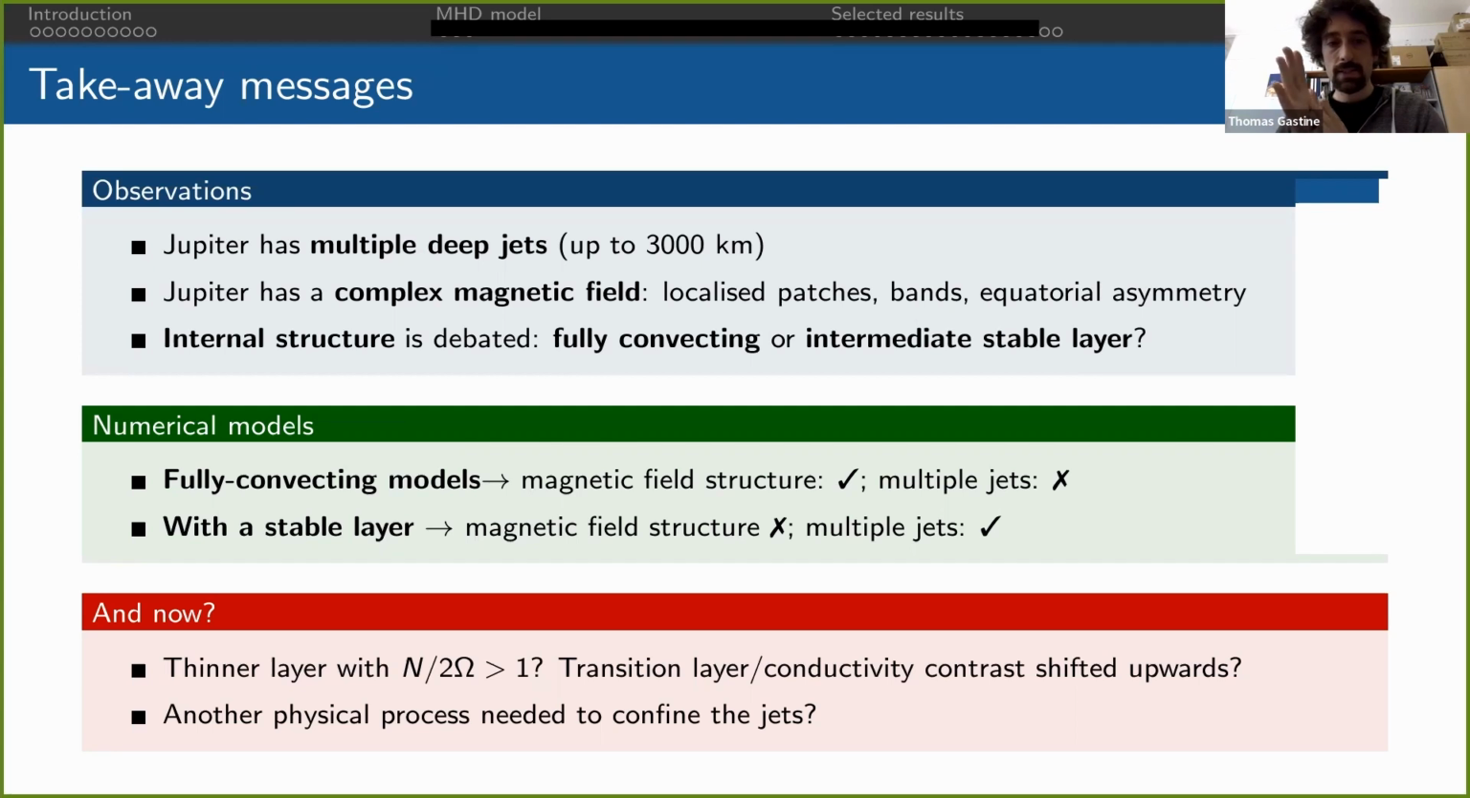And so at this stage, we don't really know what could be a possible way to improve the models, possibly make it thinner to mitigate the skin effects. Make it closer to the surface as well. So just lift everything a little bit upwards to get a little bit less damping of the magnetic field. That could be also an alternative scenario. Or maybe we need another, an alternative scenario to break the jets at depth. And so we don't know.